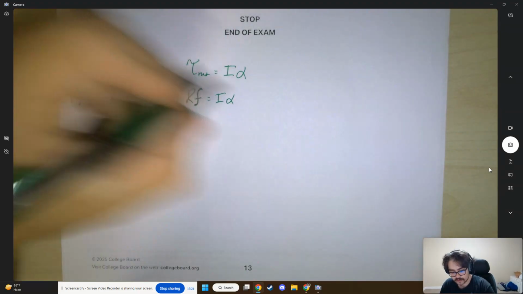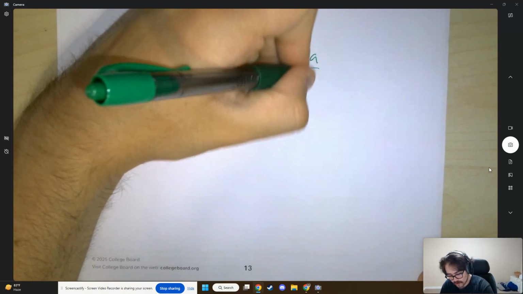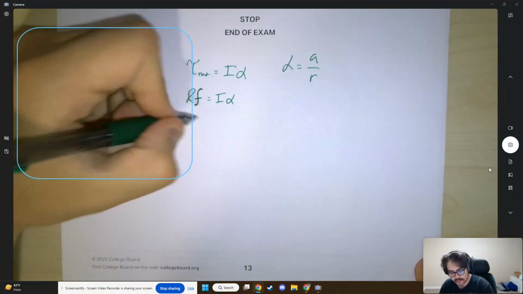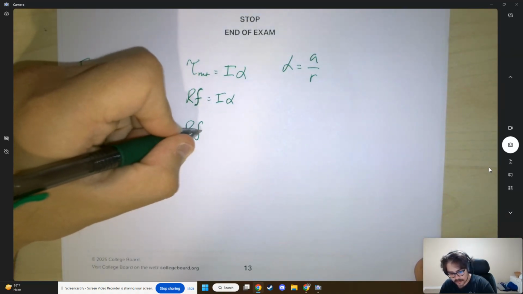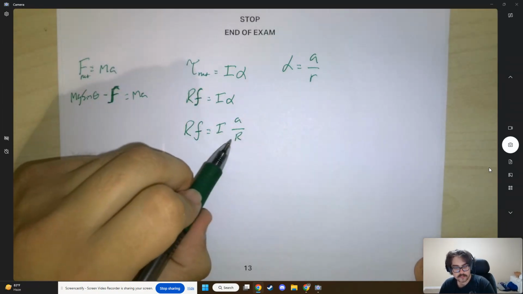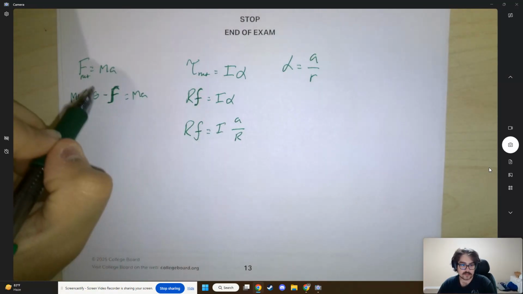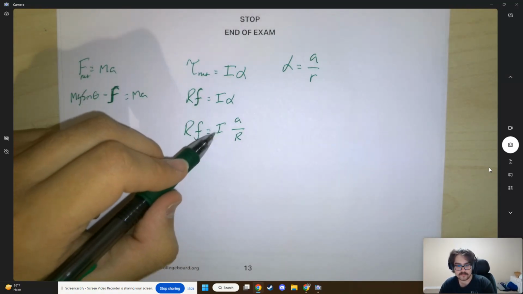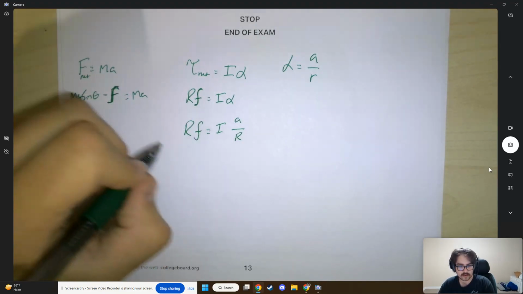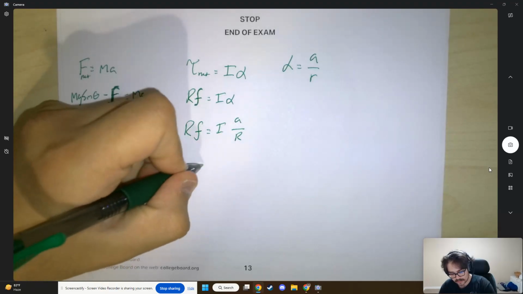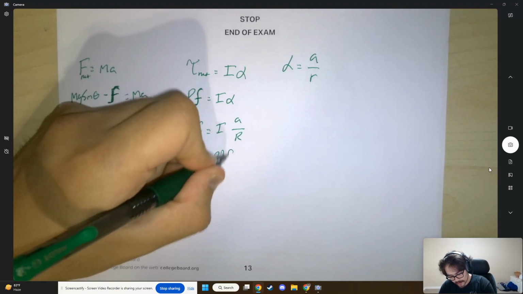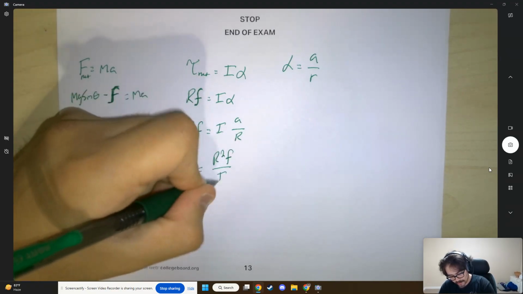I want to recognize this too, that alpha is equal to A over R, and we've done this a bajillion times. Maybe we did it a bunch in Physics 1. So I can actually substitute RF equals I times A over capital R. And then I need to get A by itself, so I can plug it into here. I divide both sides by R, multiply capital R on both sides, and I should end up getting that acceleration is equal to R squared F over I.